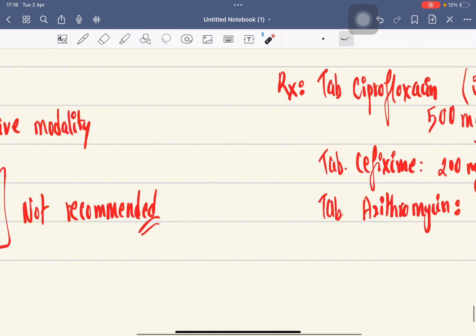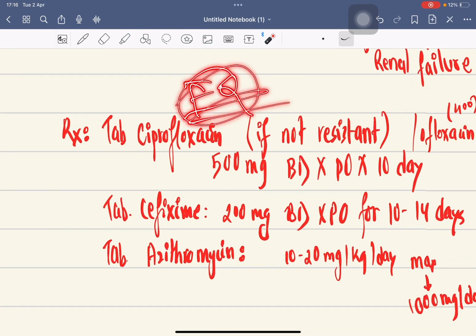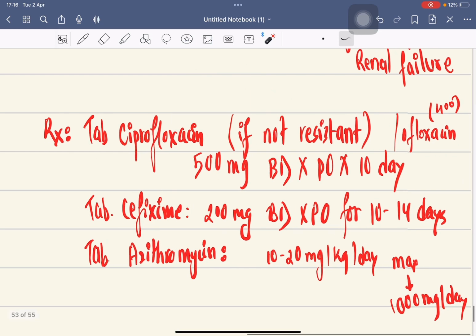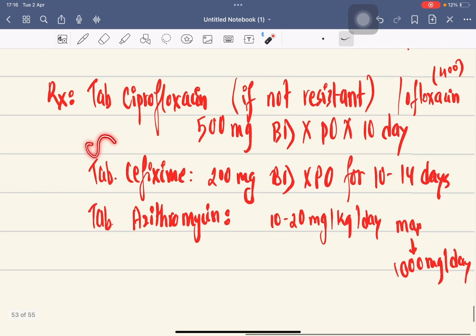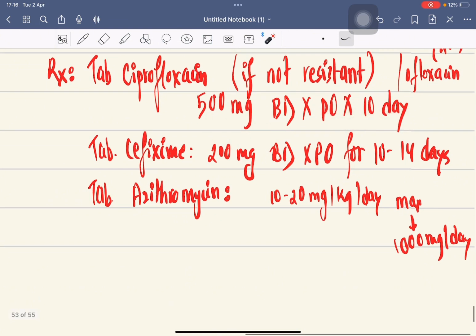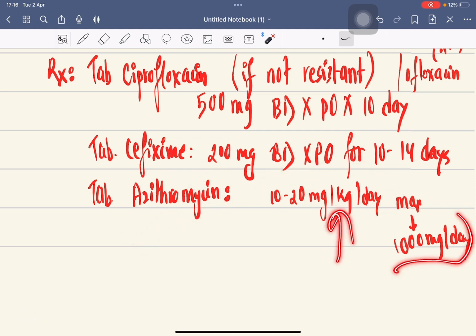For treatment, we have the fluoroquinolone group of drugs, tablet ciprofloxacin, if not resistant, or tablet ofloxacin 400 mg. Cipro is 500 mg BD for 10 days, or we can use cefixime 200 mg BD for 10 to 14 days, or we can give 400 mg BD for 7 days. Tablet azithromycin 10 to 20 mg per kg per day, with a maximum of 1 gram per day.